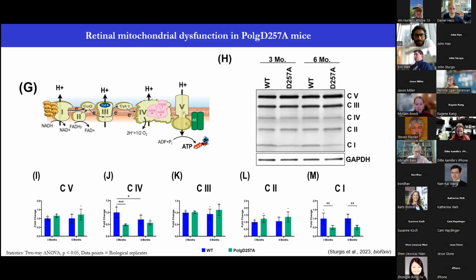All right. Jim's hand is still up, and I don't know if that's a new question or just from before. But if not, then Sai, please go ahead.